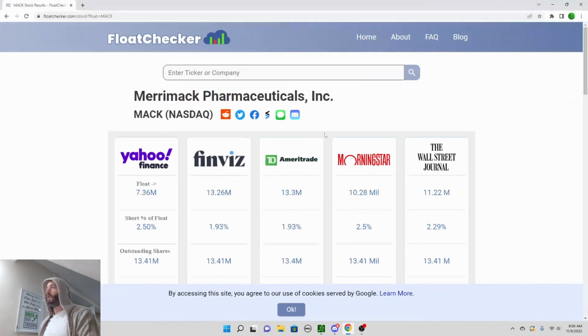And then what do we do? We go over to the float checker, type in the ticker symbol here, which we did, MACK. This is what we're getting as far as the float. So Yahoo has about 7 million, and the rest are all around 10 to 13. So not bad. That's a pretty low float for a biotech stock with a great catalyst. You can see a good move.